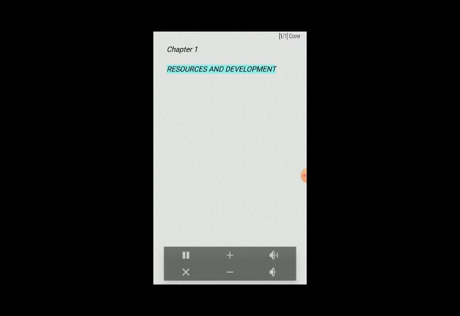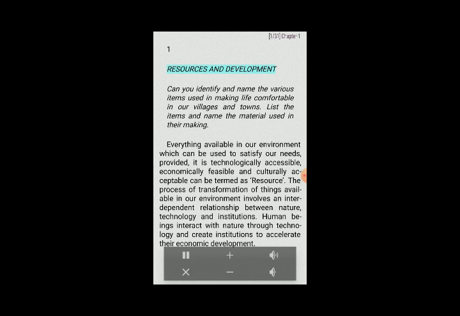Resources and development. 1. Resources and development. Can you identify and name the various items used in making life comfortable in our villages and towns? List the items and name the material used in their making.